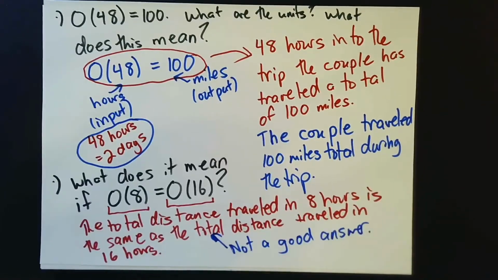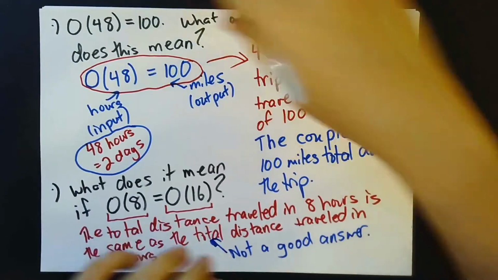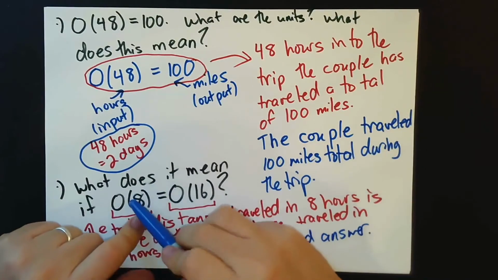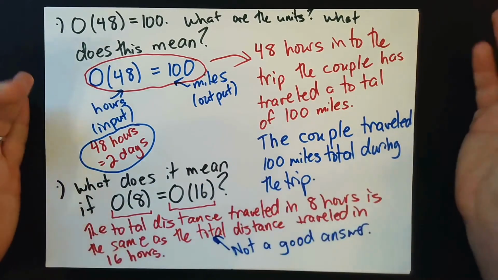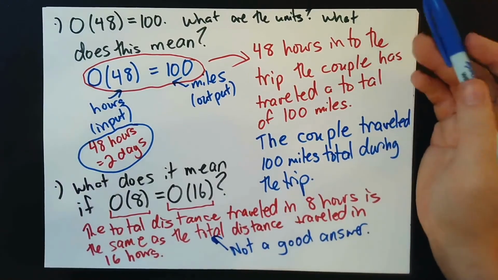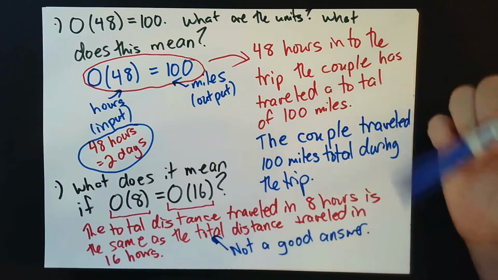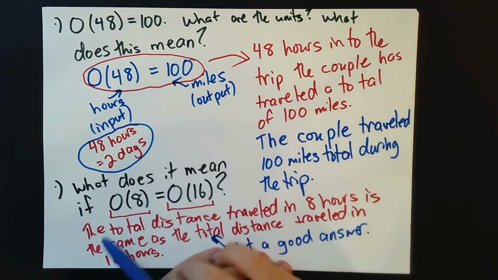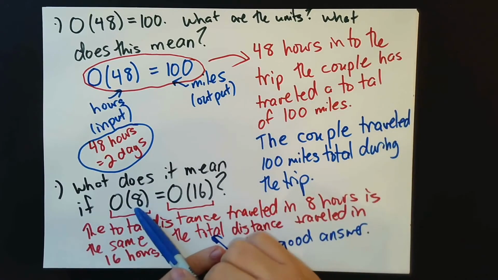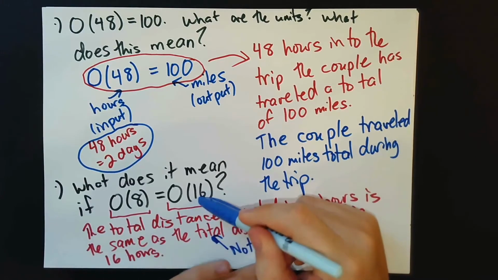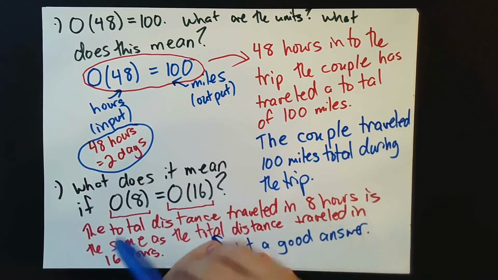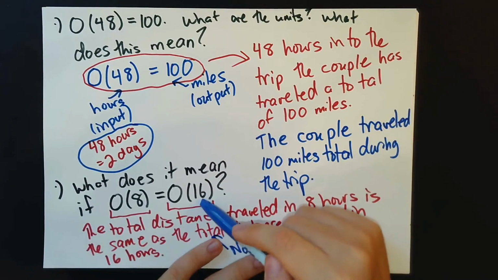Namely, I think we should think one step deeper into the problem about what O of 8 equals O of 16 really is telling us, again, picturing that this is in terms of a road trip. So, we're on this road trip, and what this is saying is if I've traveled the same amount in the first 8 hours that I have in the first 16 hours, what that's really saying is we didn't go anywhere from hour 8 to hour 16.